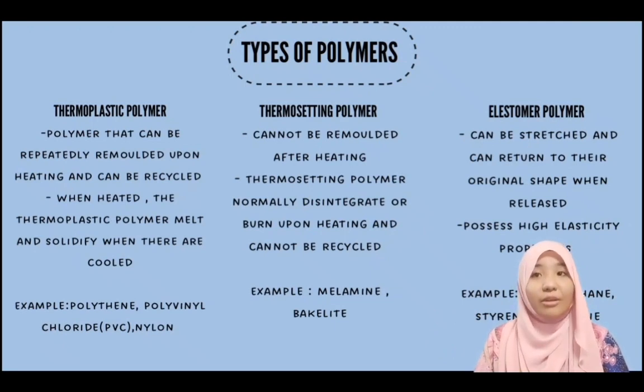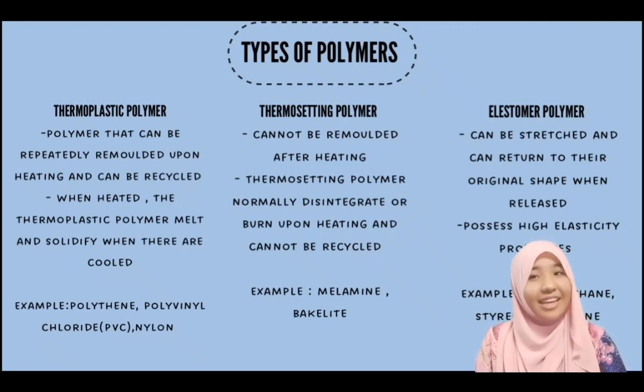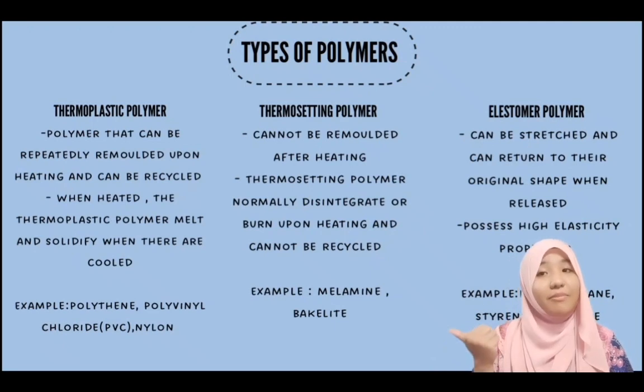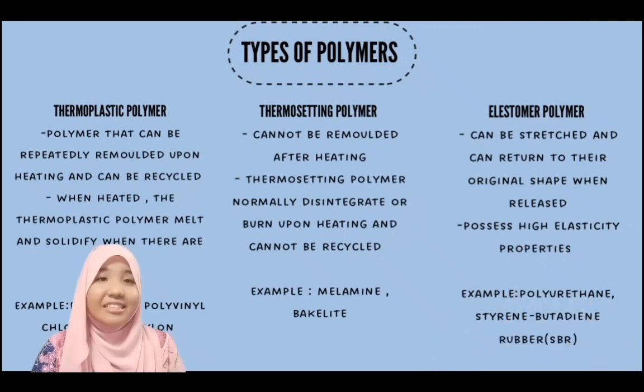Next is thermosetting polymers. Thermosetting polymers cannot be remolded after heating. Thermosetting polymers normally disintegrate or burn upon heating and cannot be recycled. Examples of thermosetting polymers are melamine and bakelite. Last is elastomer polymers. Elastomer polymers can be stretched and return to the original shape when released. They also possess high elasticity. Examples of elastomer polymers are polyurethane and styrene butadiene rubber (SBR).